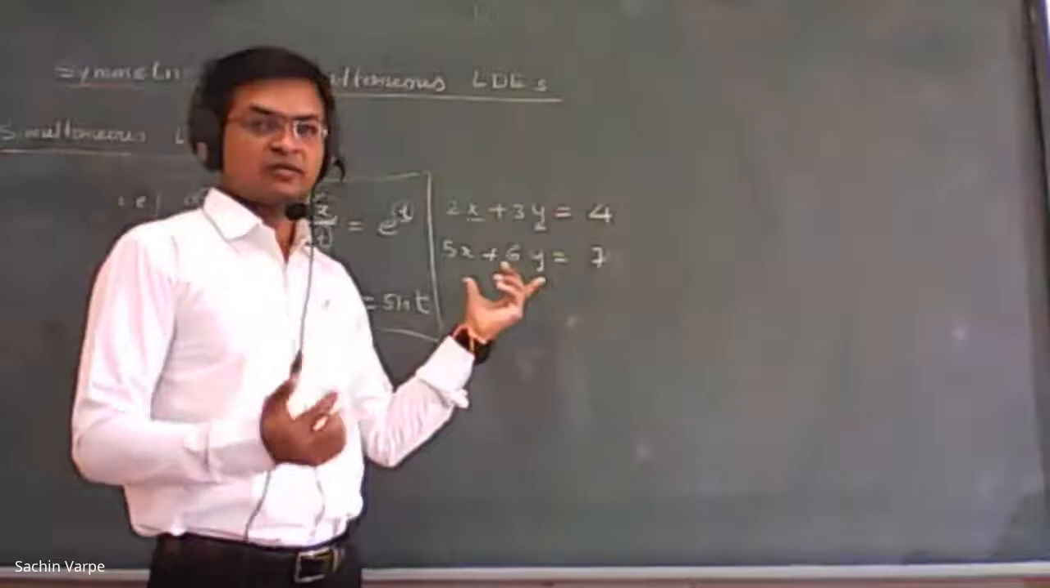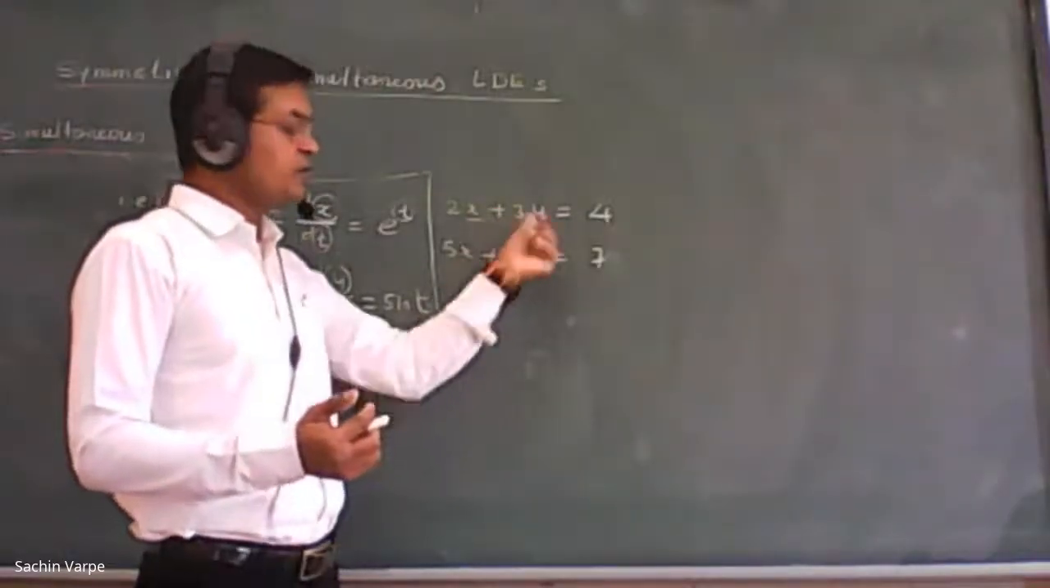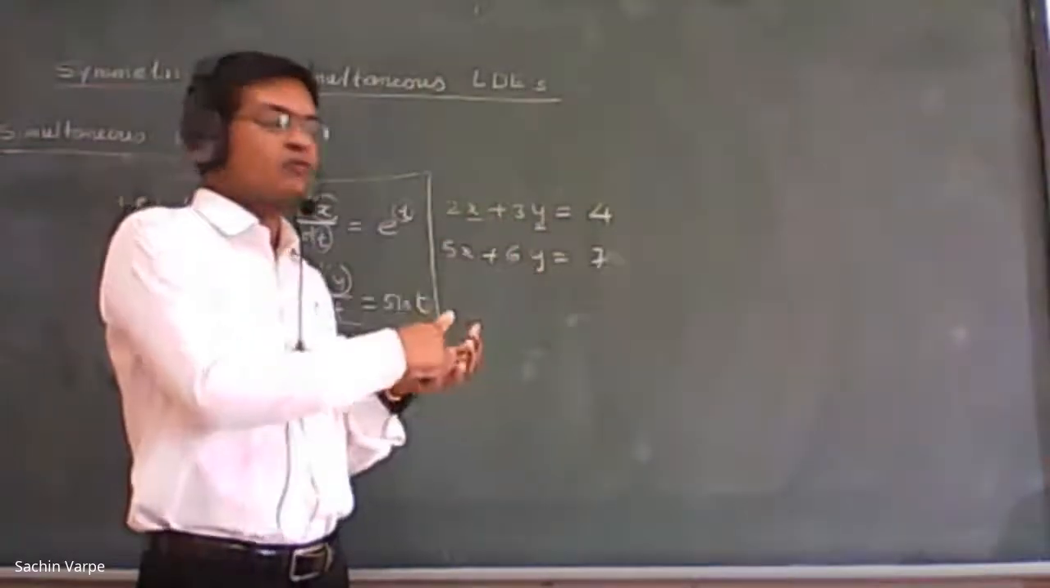Make the coefficient of one variable the same by multiplying with a convenient factor, and then add or subtract to get the answer of one variable, and then substitute in one equation to get the answer of the first variable. Exactly. Thank you. So that method is called the elimination method. We are eliminating one of the two variables to get the value of one variable.